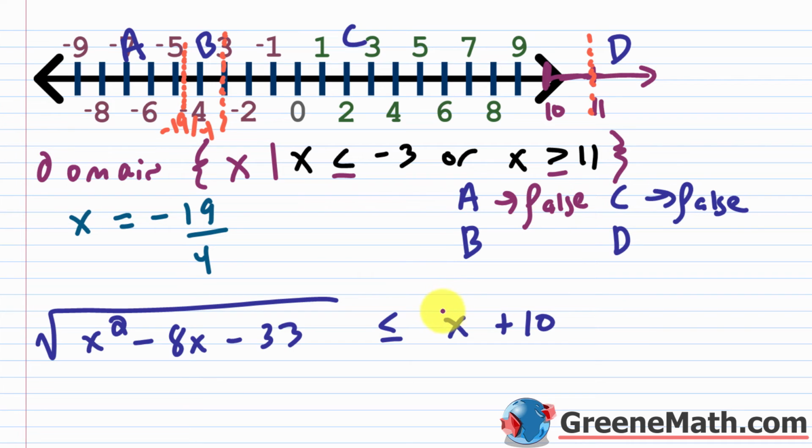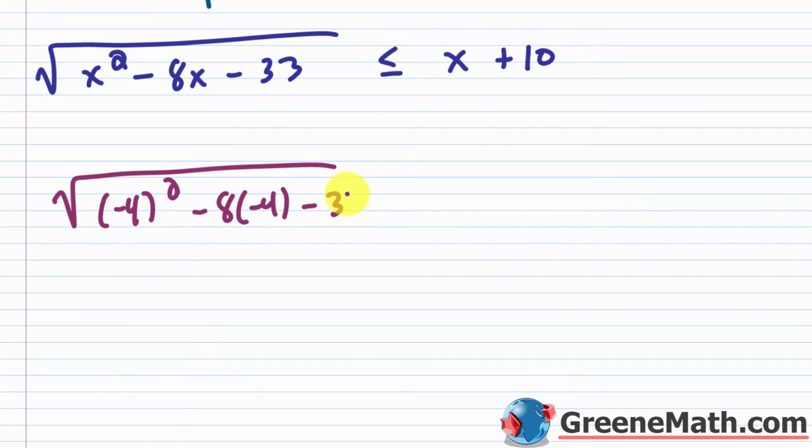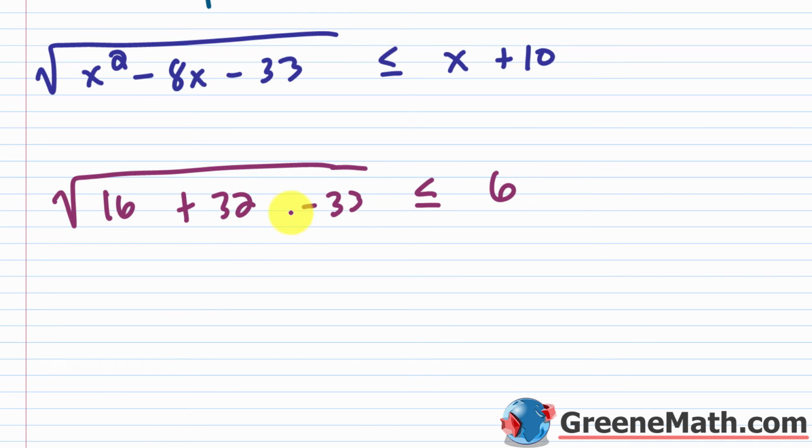Now, let's check something in B. This is a tight window, so I'm just going to pick negative 4, just to make it easy. So let's say the square root of negative 4 squared, then you have your negative 8 times negative 4, then minus 33. And then over here, this is less than or equal to negative 4 plus 10, which is going to be positive 6. So negative 4 squared is 16, so we know that. And then basically negative 8 times negative 4 is plus 32. So we know that 32 minus 33 is going to be negative 1. So this would be minus 1, and 16 minus 1 would be 15. So this is the square root of 15.